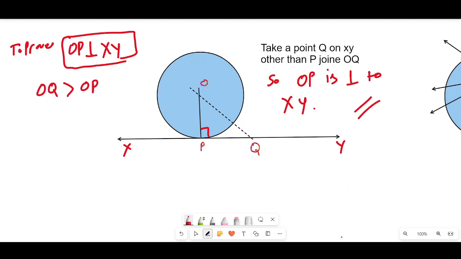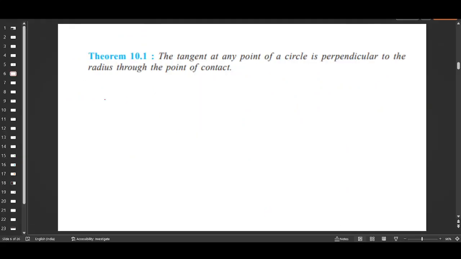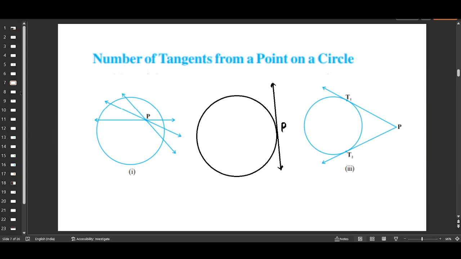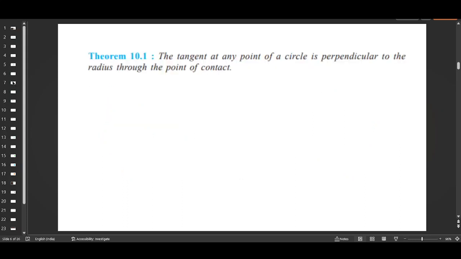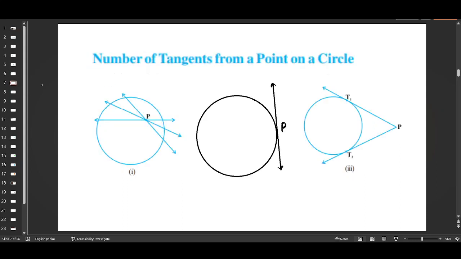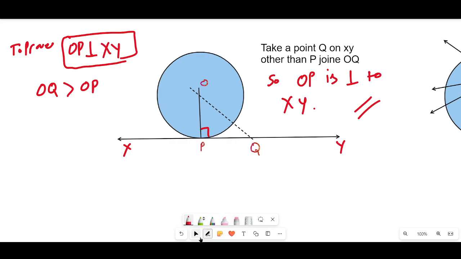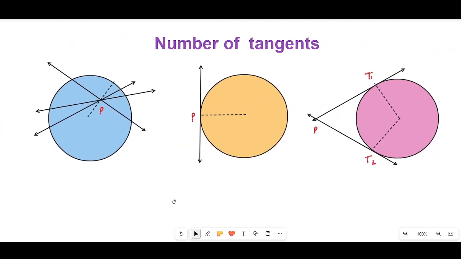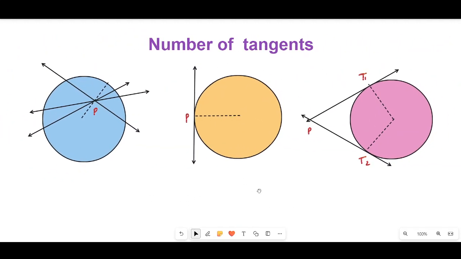Now move on to the exercise, move on to this theorem. What do you feel about the number of tangents from a point on a circle? Now the next point is the number of tangents. What do you feel about this? Look at this. We have discussed this recently.